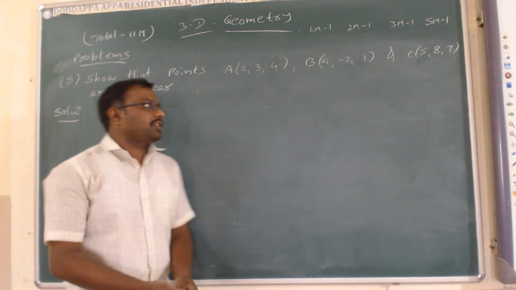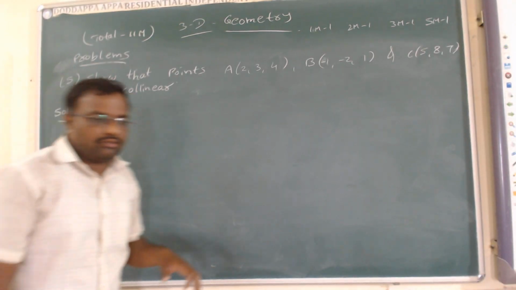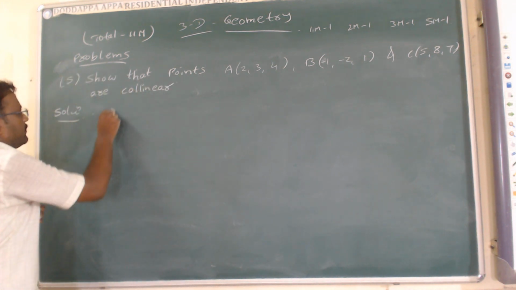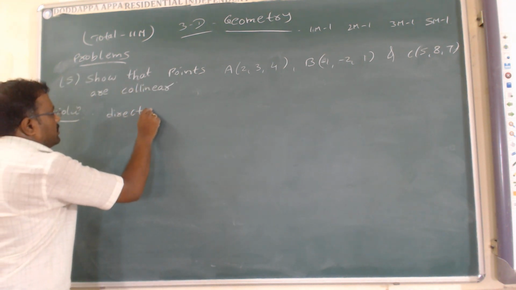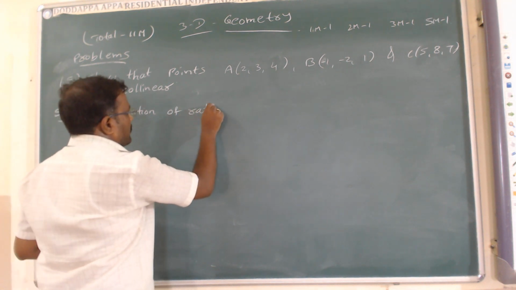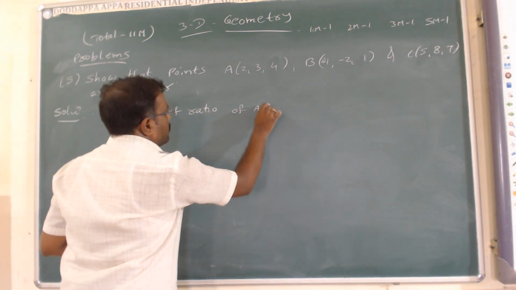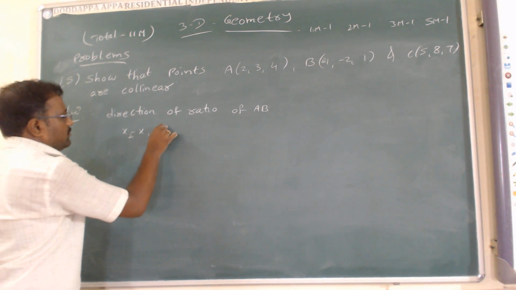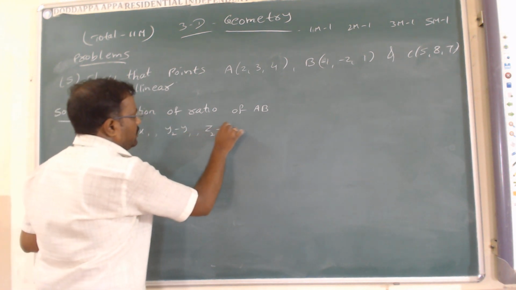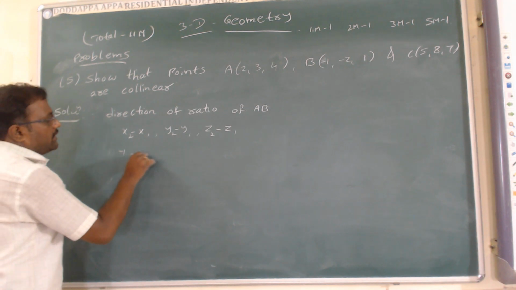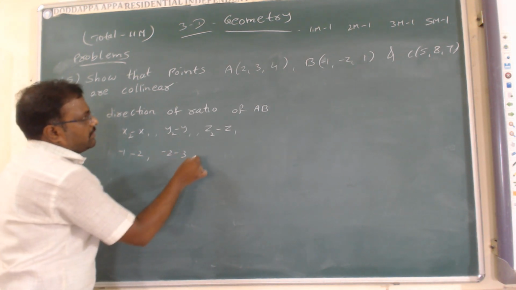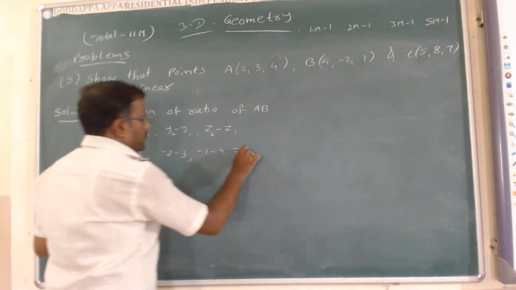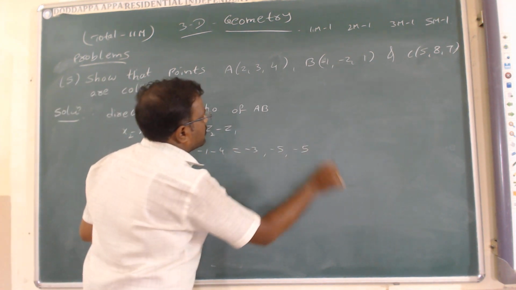Okay. Similarly, we solve another problem with the same method. Here what is given? Show that the points A, B, C given are collinear. Similarly, you have to find first the direction ratio of AB. That is x2 minus x1, y2 minus y1, z2 minus z1. So minus 1 minus 2, minus 2 minus 3, minus 1 minus 4. So we get minus 3, minus 5, minus 5.